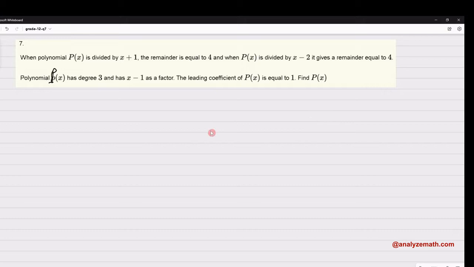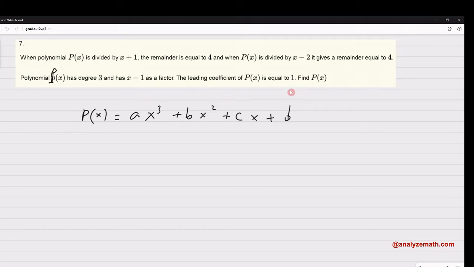Okay, the first piece of information that is easy to use is the degree 3 perhaps. So a polynomial of degree 3 is automatically written as ax^3 + bx^2 + cx + d. This is a polynomial in standard form going from the highest power to the constant.